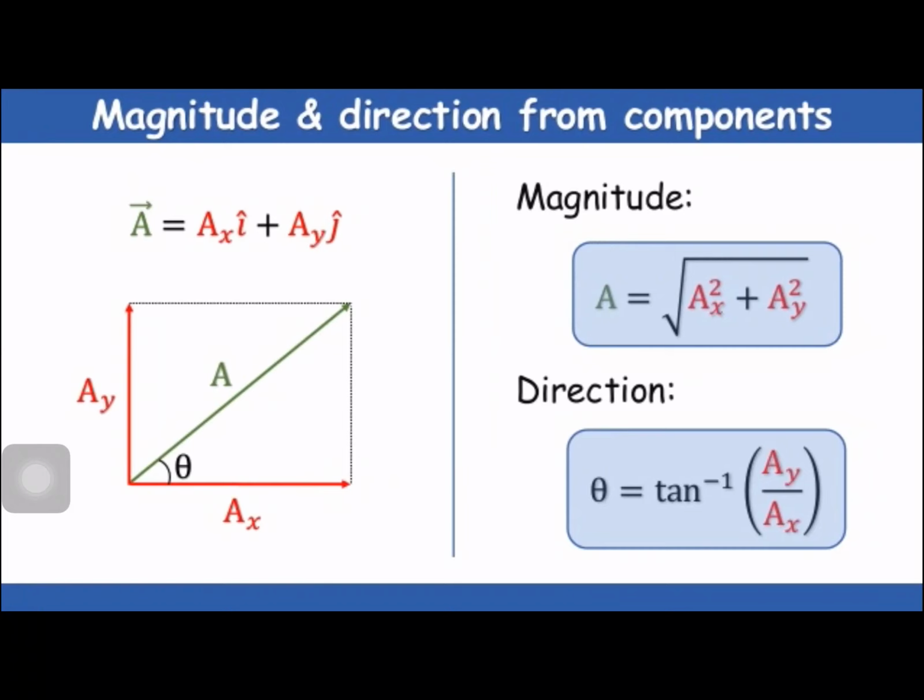So what is the magnitude and direction of the resultant vector A? For the magnitude, A equals square root of AX square plus AY square. I mean, the sum of the squares of the coefficients of the A vector, the coefficients of i and j. Coefficient of i is AX, coefficient of j is AY. What about the direction? From the diagram, again you know that tan theta equals AY by AX, or theta equals tan inverse of AY by AX.